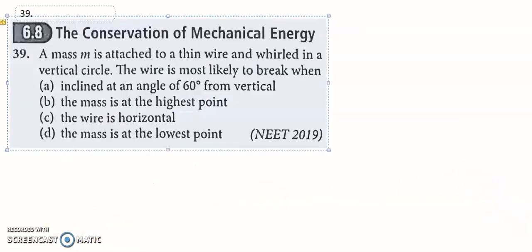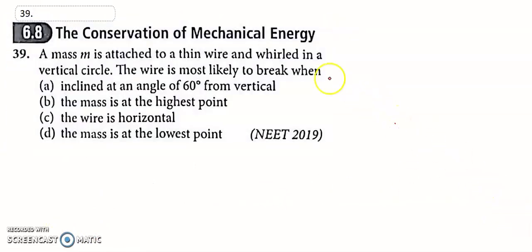So let's move to the next problem, 39. Mass m is attached to a thin wire in a vertical circle. So this is the vertical circle, and the mass is attached to it. The radius is r.